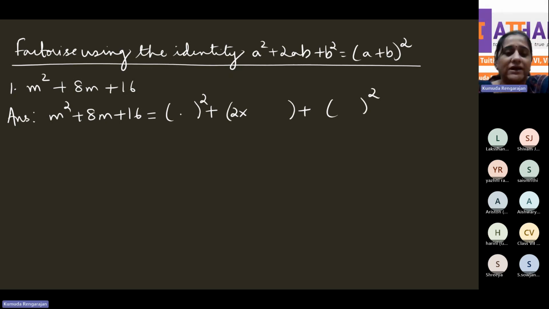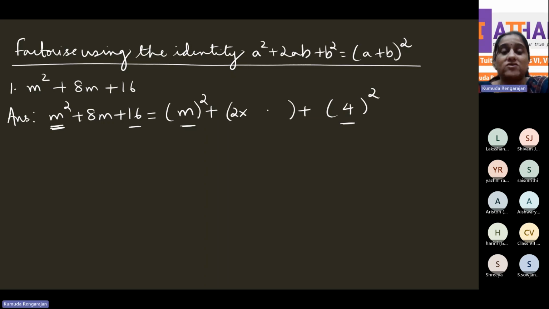So in the first bracket is m, because m squared is the first term here. And in the last bracket, it's not 16, it is 4, because 4 square is 16. So we have the first term m square written as m the whole square. We have the last term 16 written as 4 the whole square, which is like a square plus b square. So a is m, a square is m square. B square is 4 square.